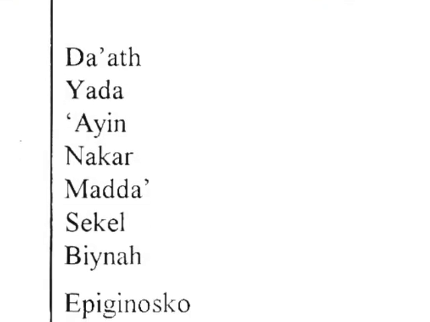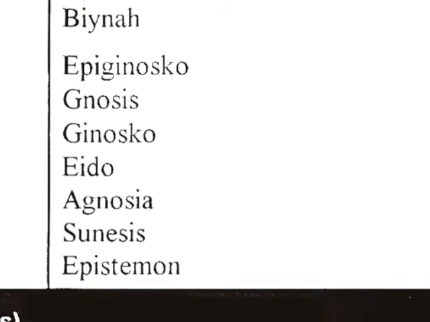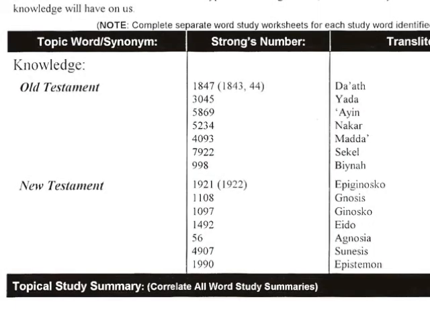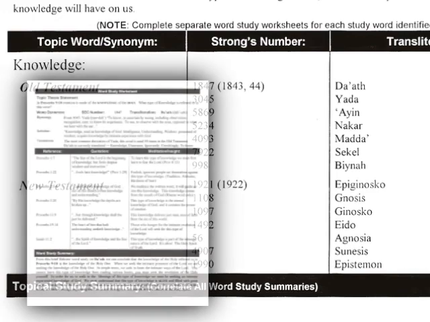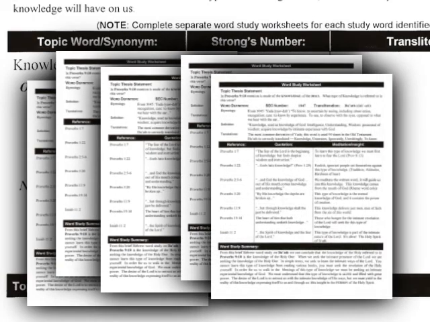Step 3 is to record the transliterations of the numbers you have identified on your worksheet under the heading of Transliteration. The fourth step is not recorded on your topical worksheet because it's a procedure you perform separate from your worksheet. Once you have identified your study words to be used by your topic, you should complete separate word study worksheets for each word or group of words. These four steps comprise the main body format.